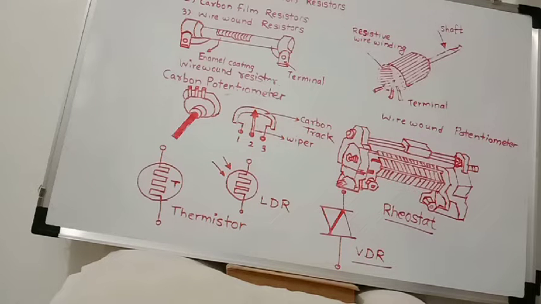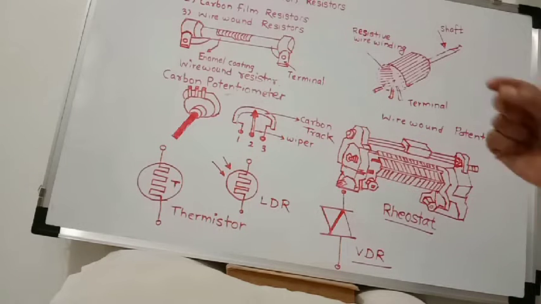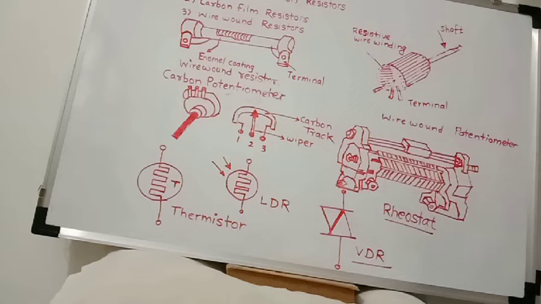A potentiometer having an on-off switch is called a volume control. In a volume control, there is one on-off switch at the back. That means we can switch on and switch off the circuit. There is a switching facility in this type of potentiometer.